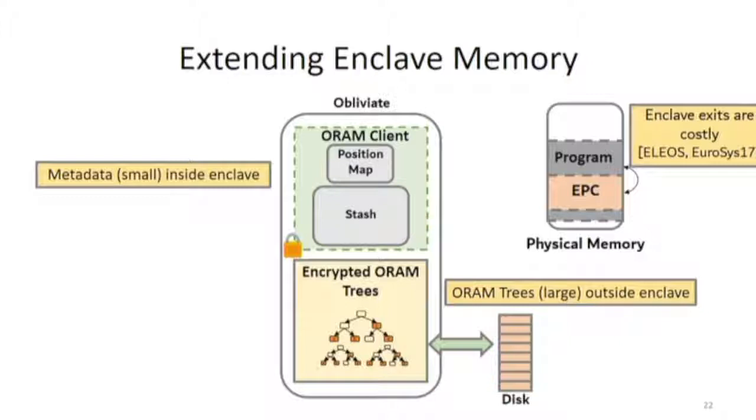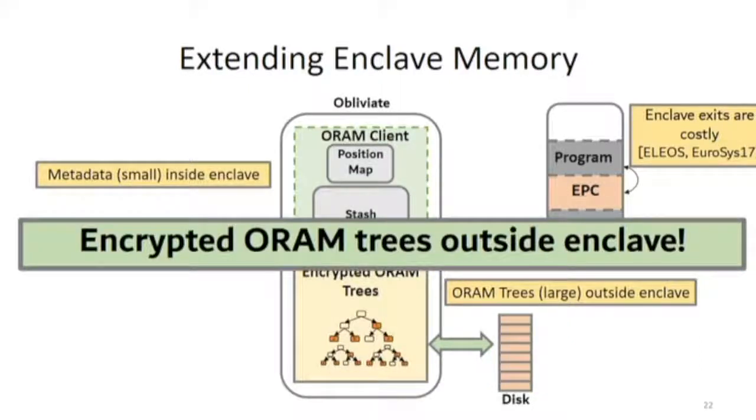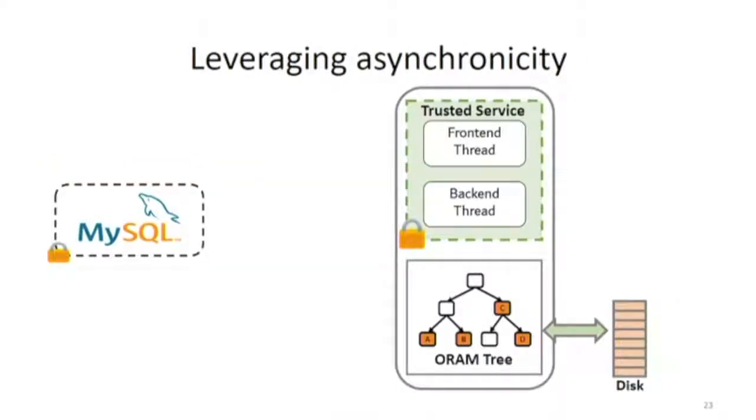So if we keep everything within the enclave, which we technically can, it would be extremely expensive and not really friendly to performance. As a result, we use custom encryption and ensure that the ORAM trees are stored outside the enclave. So encrypted ORAM trees are stored outside the enclave for performance reasons. This is the last part of the design of Obliviate.